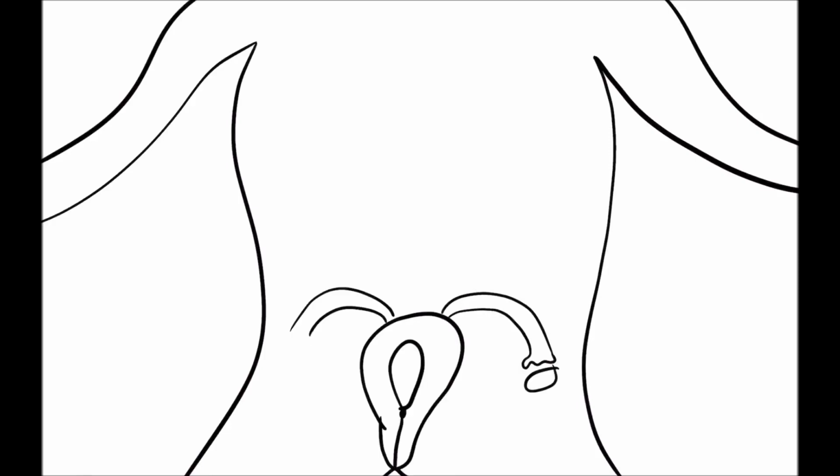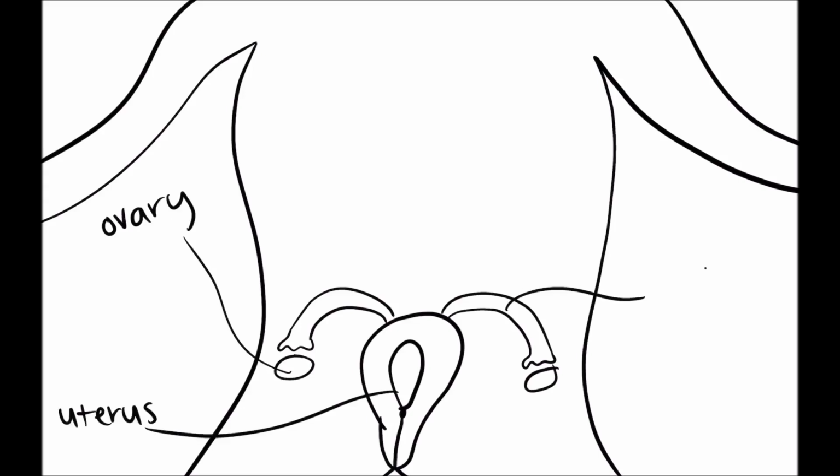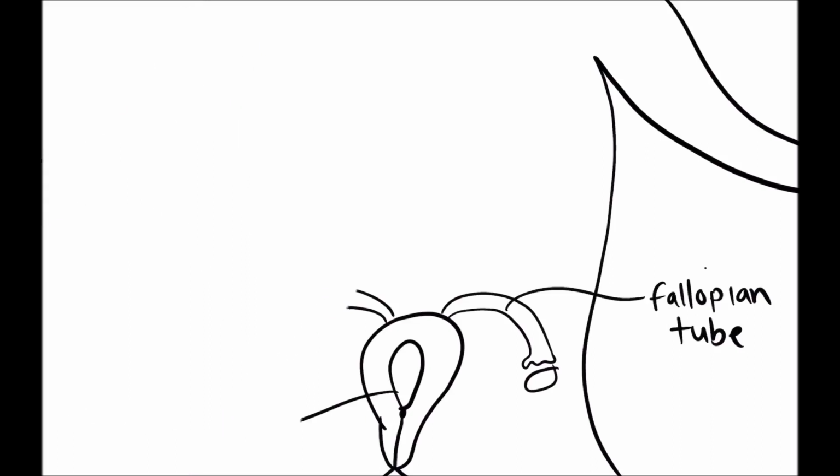To start, most of the body parts we are going to be talking about in this video are located here within the body. Most people who menstruate have two ovaries that are connected to the uterus by fallopian tubes, but differences are possible from person to person.